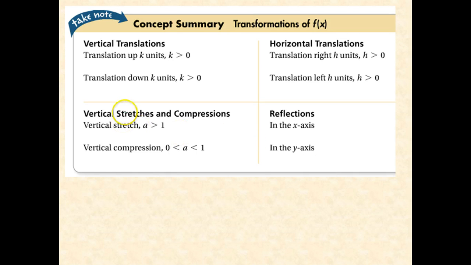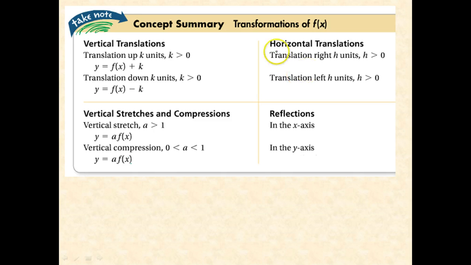So here is a nice little concept summary. This would be a good thing to have in your notes. So, transformations of f of x. Vertical translations: up k units, k is positive, f of x plus k. Down k units, f of x minus k. A vertical stretch, if a is bigger than 1, a times f of x. Vertical compression is a times f of x, but a is smaller than 1 and bigger than 0.